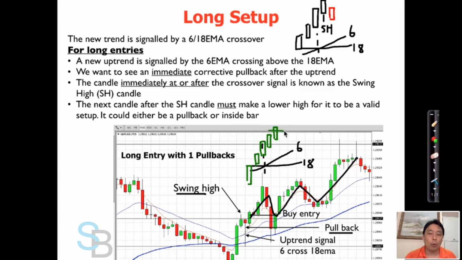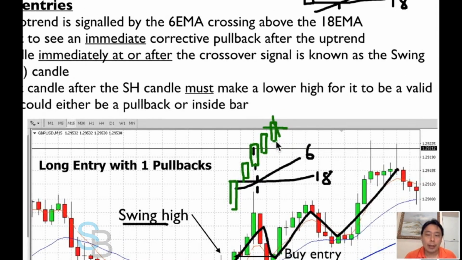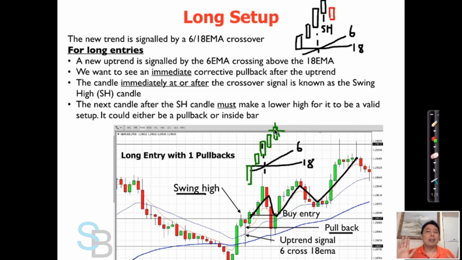The answer is no, because the swing high candle cannot come any later than one candle after the crossover. So the moment the next candle makes a higher high, it's an invalid setup. It's not a proper trade setup. We are not interested. We go on to the next setup. Make sense? Okay.